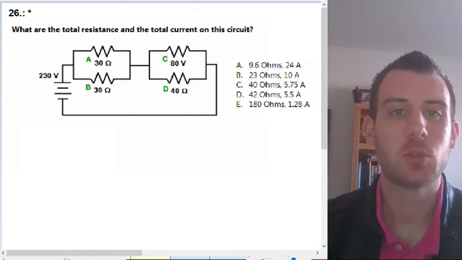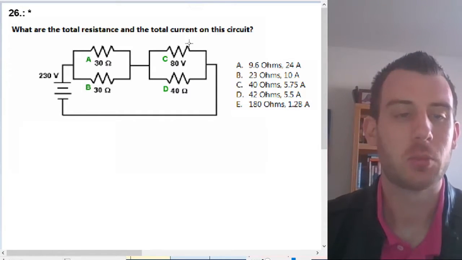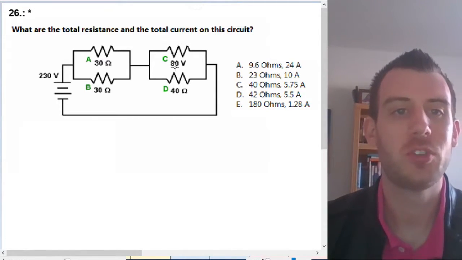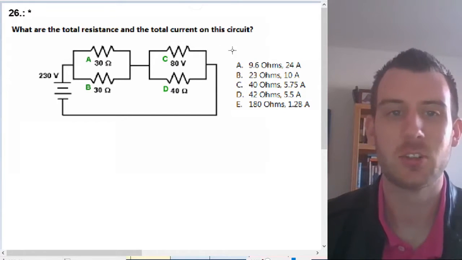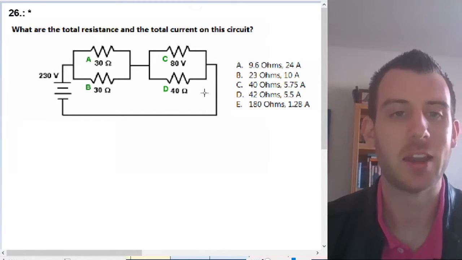So you were asking me a question about circuits, and the question was, given this information, to find the total resistance and the total current of a circuit.